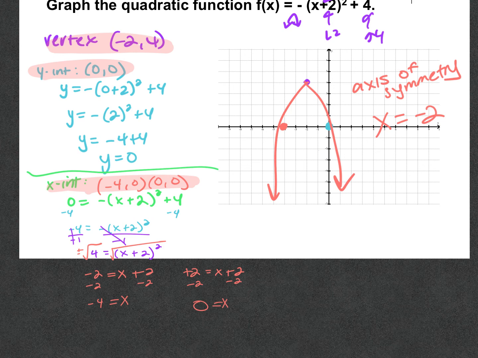The axis of symmetry is always the h of the vertex? Yep. And it's x equals that. Yep.